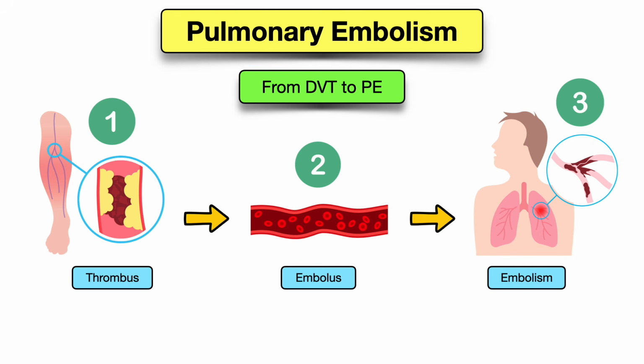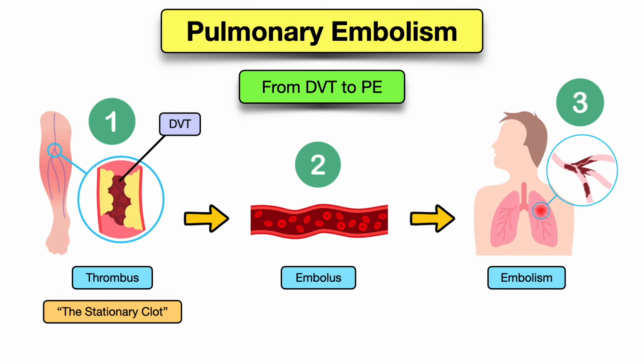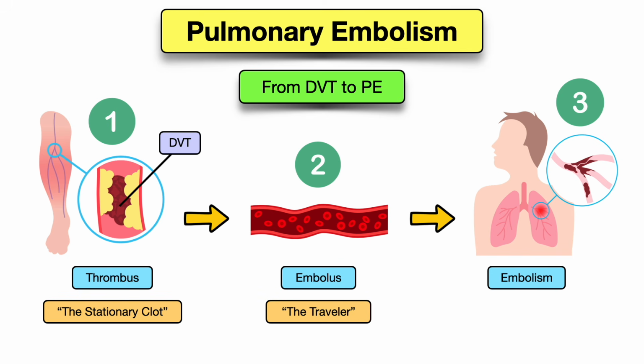This is important, so listen up. So we've talked about a thrombus, an embolus, and an embolism. A thrombus is a stationary clot that forms in a blood vessel and it stays there. So in this case, it would be the DVT that forms in the leg. An embolus is any foreign object traveling through the bloodstream. In this case, it would be the blood clot that broke off from the DVT and is traveling through the bloodstream. Remember our fat bat mnemonic.